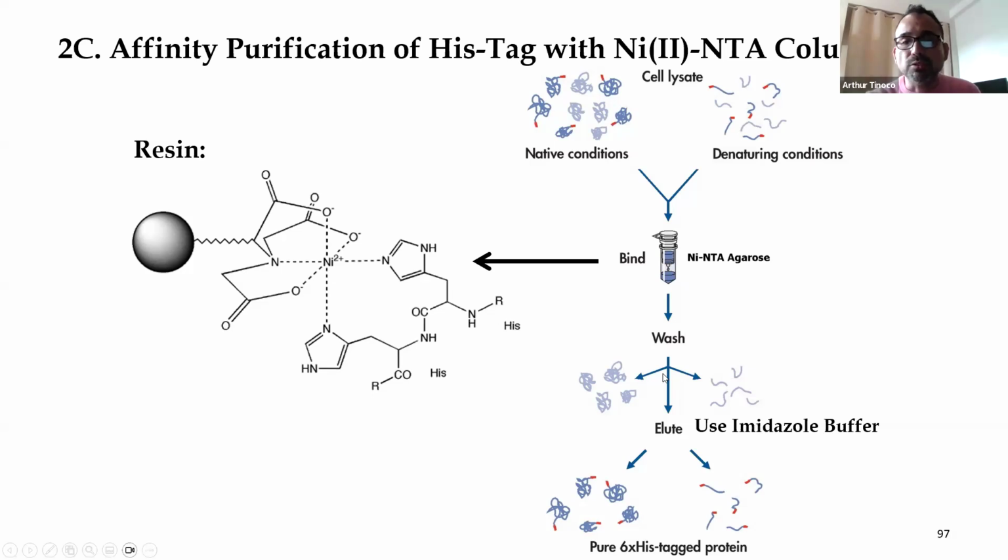So you bind, you wash. What does not have an attraction for the nickel will wash through, and then what binds to the nickel will stay stuck, and then you have to do some sort of elution process to then remove the protein with the tag to then isolate your protein. And that's just an example of the purification process when you have a tag present.